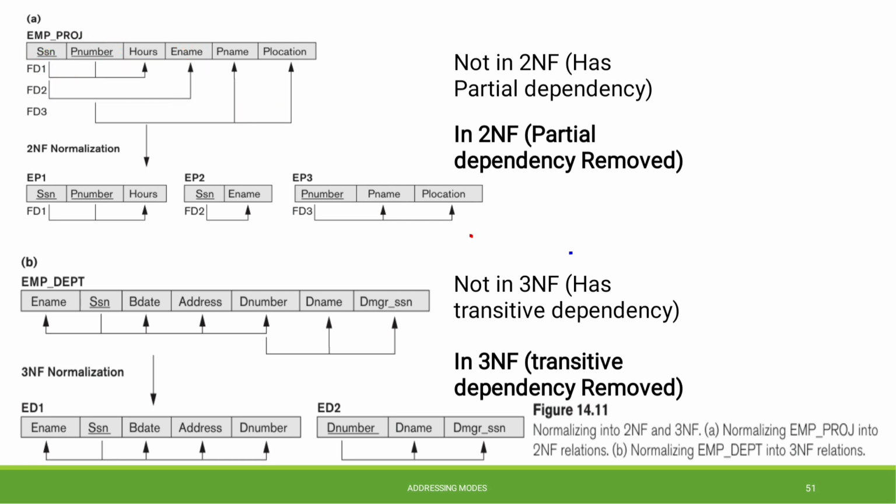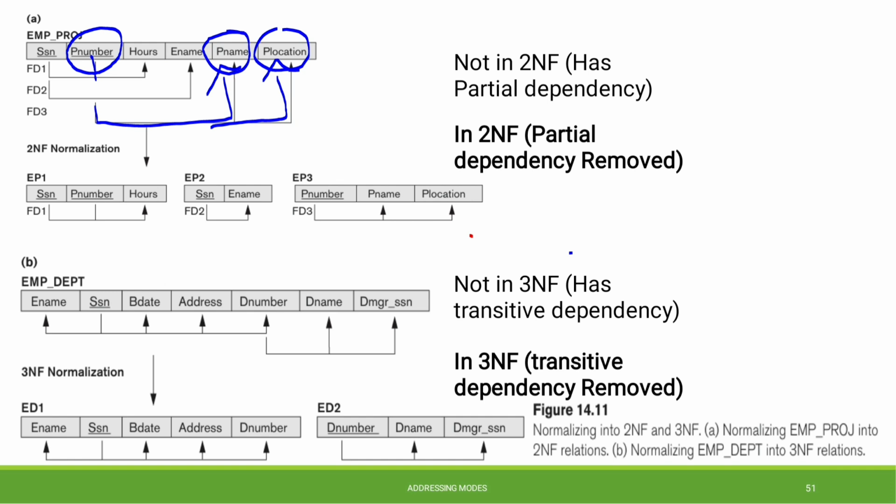If you extend the discussion, this P number decides the value of P name and P location. P number is the prime attribute. This P name is a non-prime attribute. P location is also a non-prime attribute.